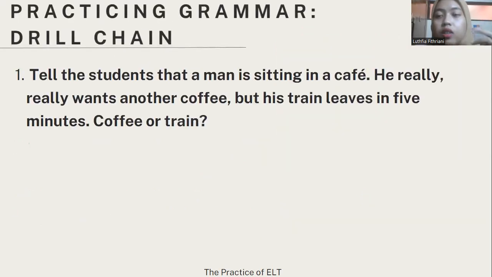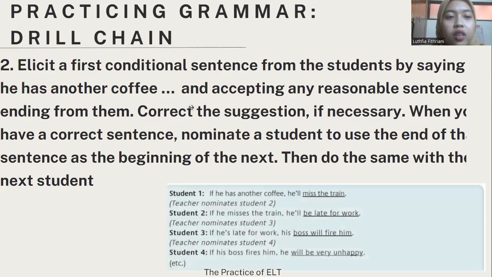The first step that the teacher should do in the classroom is telling the student that a man is sitting in a cafe. He really, really wants another coffee, but his train leaves in 5 minutes. So, which one will the man choose, coffee or train? And then elicit a first conditional sentence from the student by saying, if he has another coffee, he will blah blah blah. Accepting any reasonable sentence endings from them.